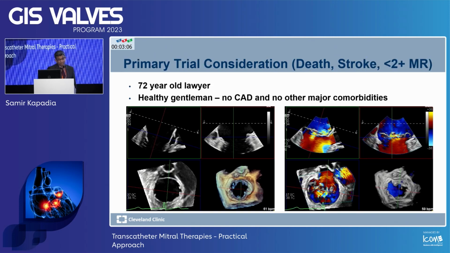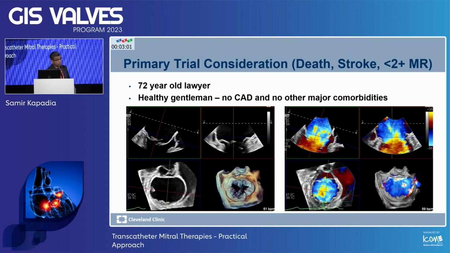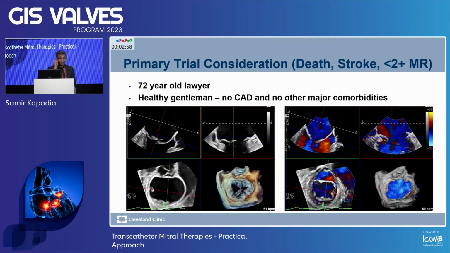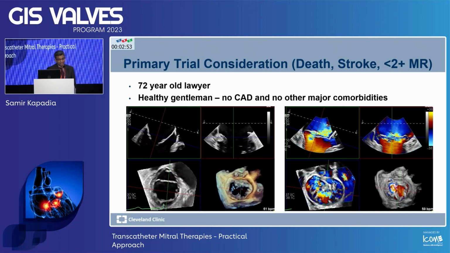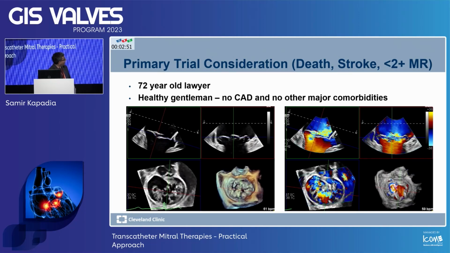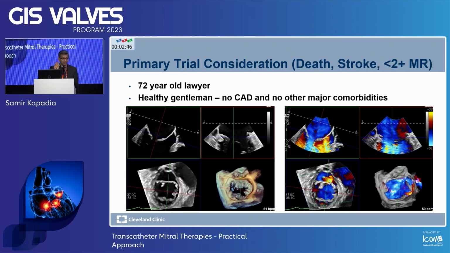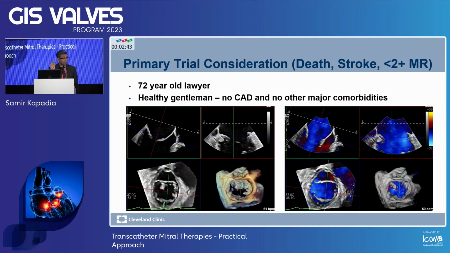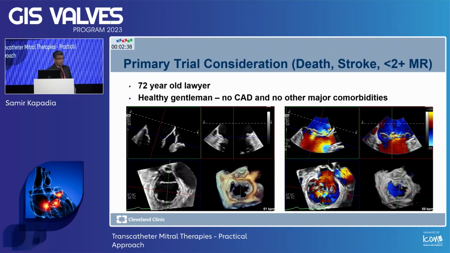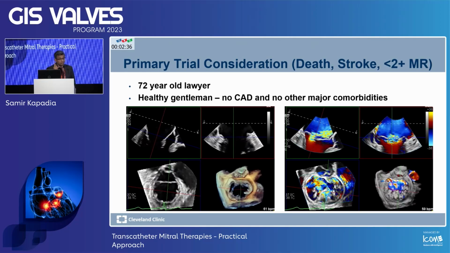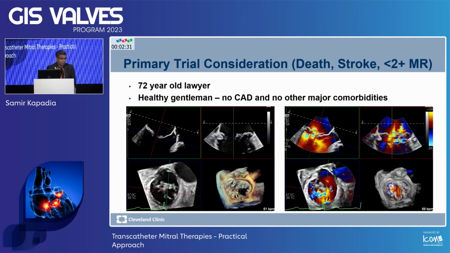So now this is a difficult ball game because we are going to have death, stroke, 2+ MR as an endpoint, and mitral valve replacement. So now this is a 72-year-old lawyer who has a posterior leaflet flail, so very easy to repair surgically. Surgical outcomes are outstanding, 10 years outcome with a 95% no need for surgery. So this is a curable disease by surgery. We are now randomizing them to mitral clip versus surgery in Cleveland Clinic. So you can imagine that this is a very high bar for me to cross also.